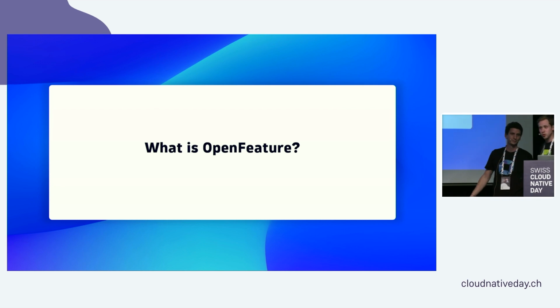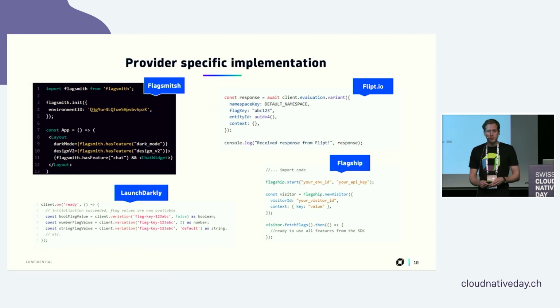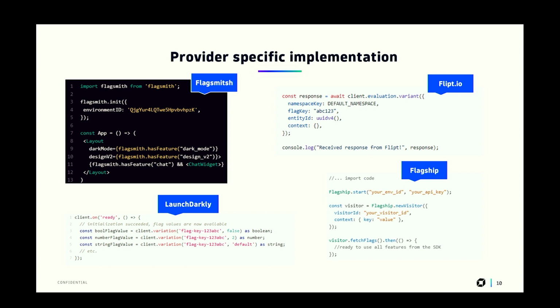Yes, so now let's talk about OpenFeature. What is OpenFeature and what is it used for? To answer these questions, let's have a look at how your code would look if you are using feature flags and feature flag providers in it. Here you see some code snippets of well-known feature flag platform vendors like Flagsmith, LaunchDarkly, Flipt, or Flagship. And what you see is they all use different code to instantiate their individual feature flag provider clients, as well as to access and retrieve the individual feature flags.